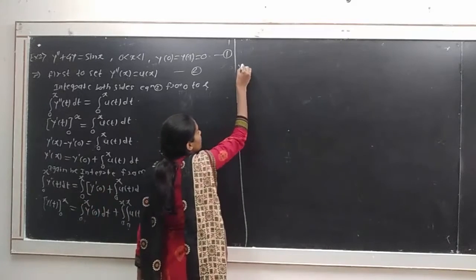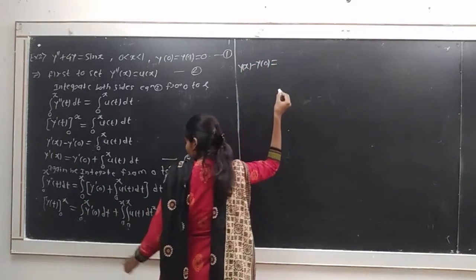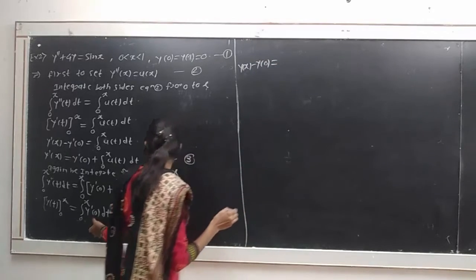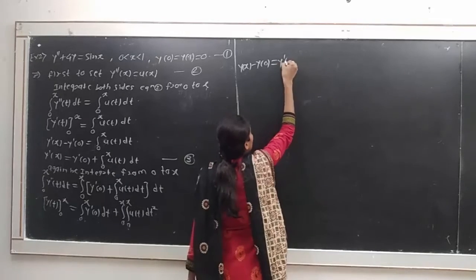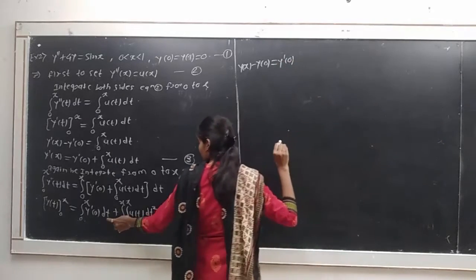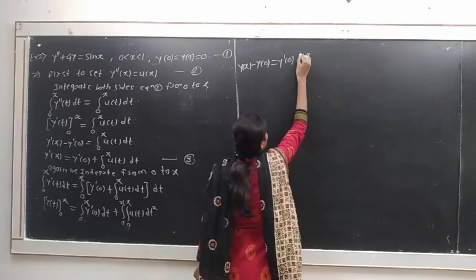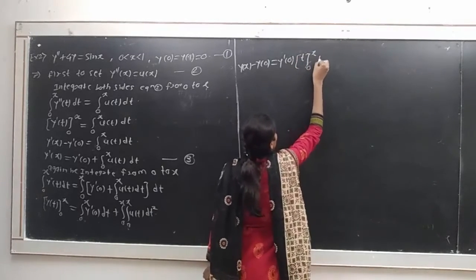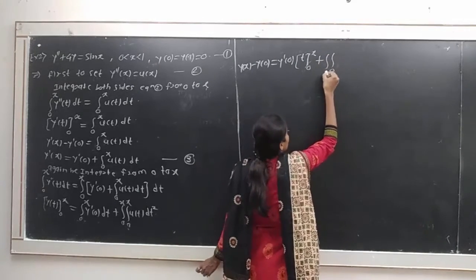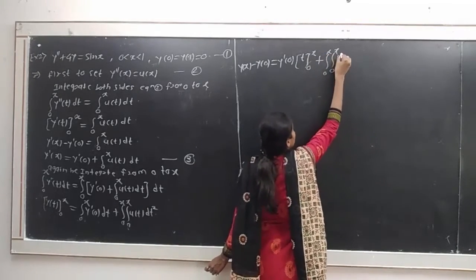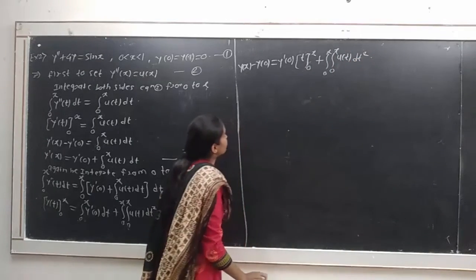limits, we get y of x minus y of 0 is equal to, here y dash of 0 is again a constant, we take it outside the integration, we get y dash of 0 and integration of dt will be t from 0 to x, plus this double integral will be as it is, that is from 0 to x of u of t dt square.